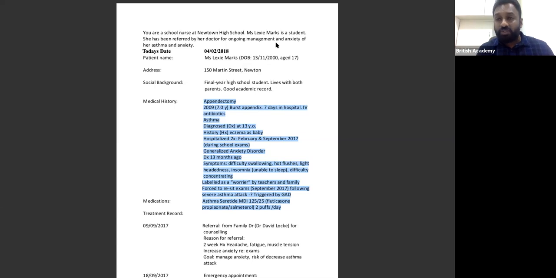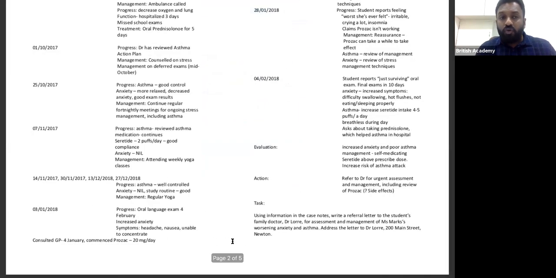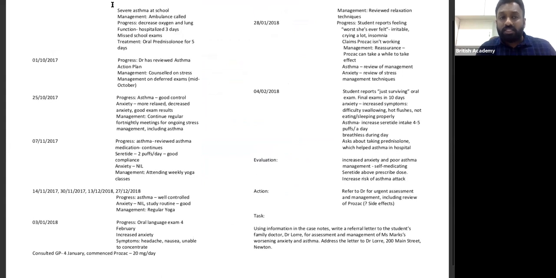You were managing the patient. Now there is a situation where the patient cannot be managed and you are sending the patient back to the same family doctor. So we don't need anything about the history. Now, if you go through this letter, at the end of the second page, you can see consulted GP. GP is always family doctor. If you're writing to a family doctor and you see in the previous data the patient has consulted GP, consider it always as family doctor. Now, consulted GP on 4th January, commence Prozac 20 mg per day. So this was the last visit paid to the family doctor.